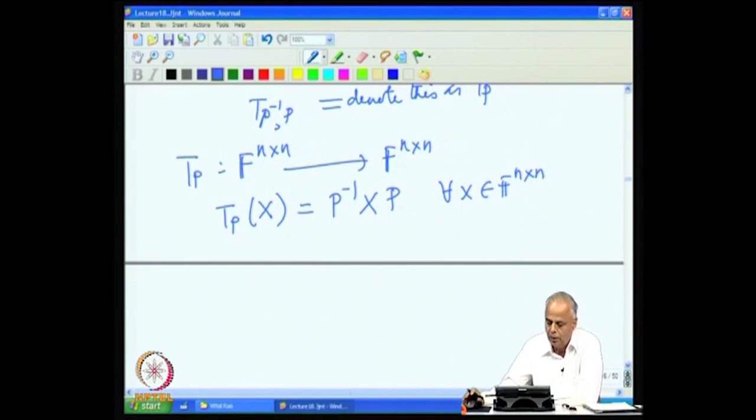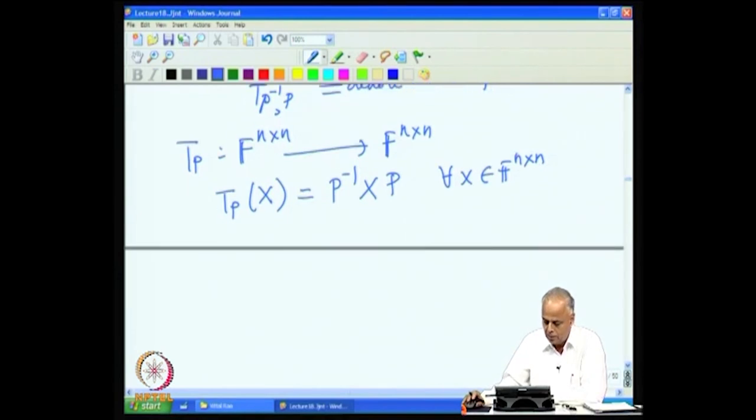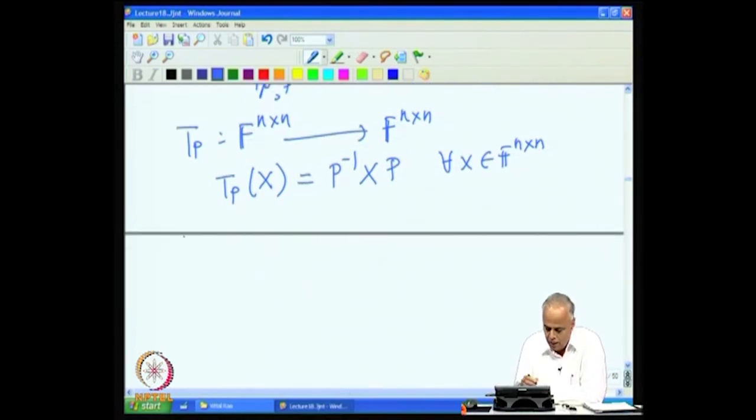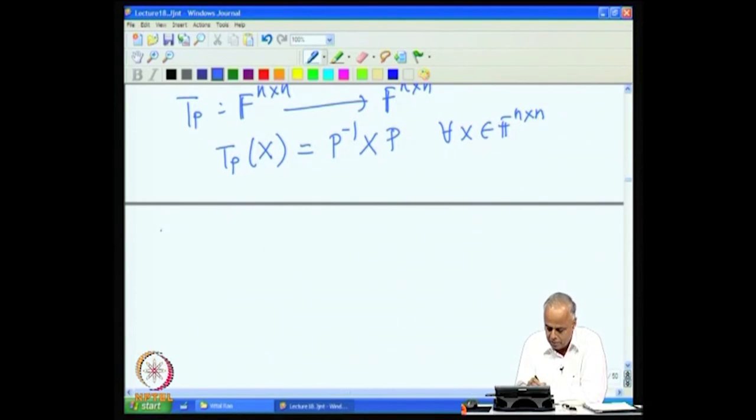Now, therefore, it converts the vector or the matrix x to a newer matrix P inverse x P. And since for any A and B, this will generate a linear operator, in particular for this A and B, it will generate a linear operator. T P is a linear operator on F n cross n.